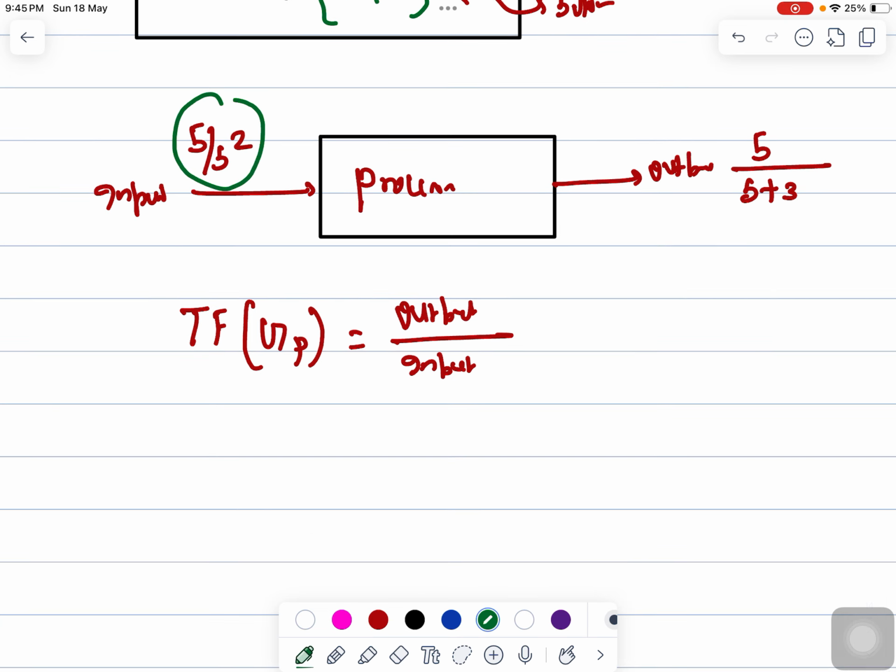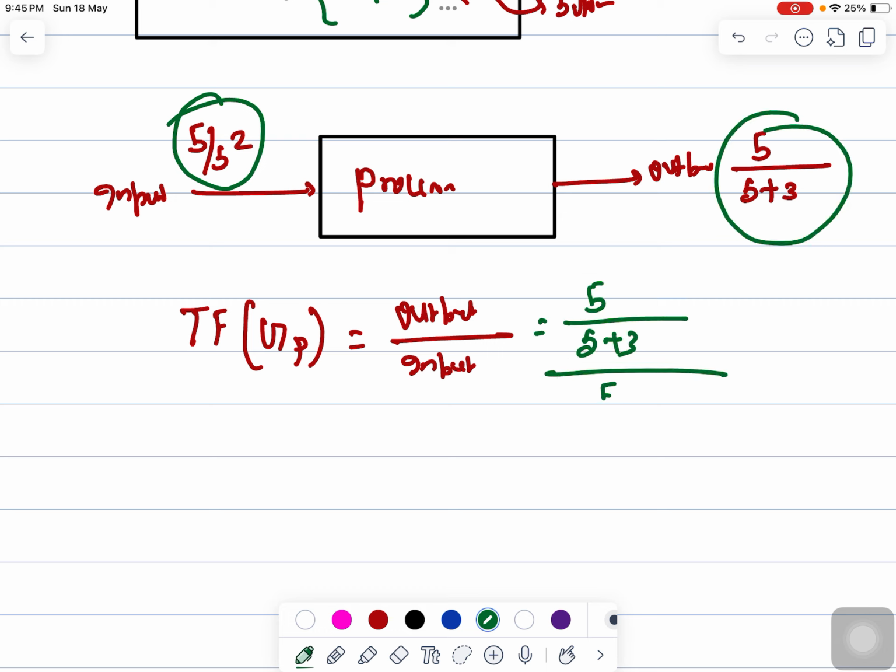If you see here, 5 divided by s square and 5 upon s plus 3. So now I can directly write 5 upon s plus 3 divided by 5 divided by s square. So 5 will get cancelled out, and finally you will be left with 1 upon s square into s plus 3. This is how the transfer function can be written: you convert both output and input into the S domain, and when you divide the output response by the input response in the S domain, that gives you the transfer function, right?